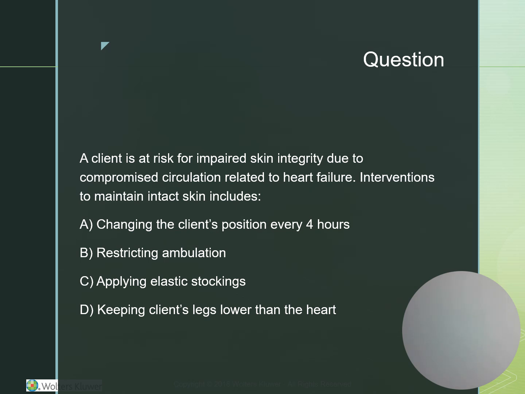We have a client who's at risk for impaired skin integrity due to compromised circulation related to heart failure. The intervention to maintain intact skin includes changing the client's position every 4 hours, restricting ambulation, applying elastic stockings, or keeping the client's legs lower than the heart.